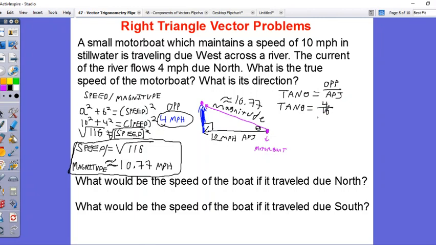And to find theta, I can take the inverse tangent of each side. So the inverse tangent of the tangent of theta is equal to the inverse tangent of 4/10. The inverse tangent of the tangent of theta, that's going to be equal to theta. And that's going to be equal to the inverse tangent of 4/10. So theta is equal to the inverse tangent of 4/10.